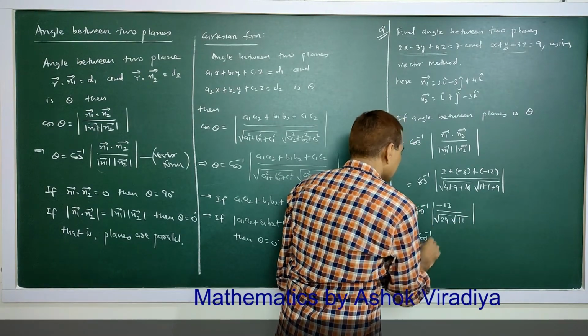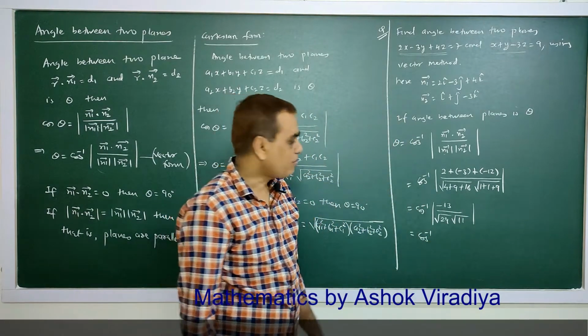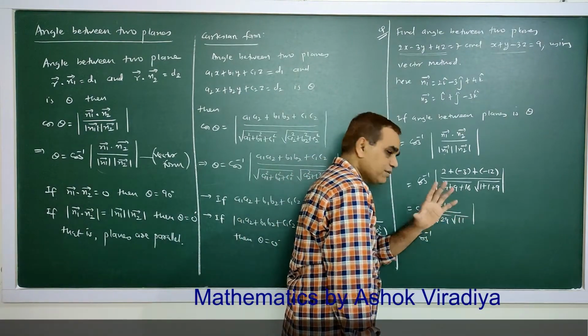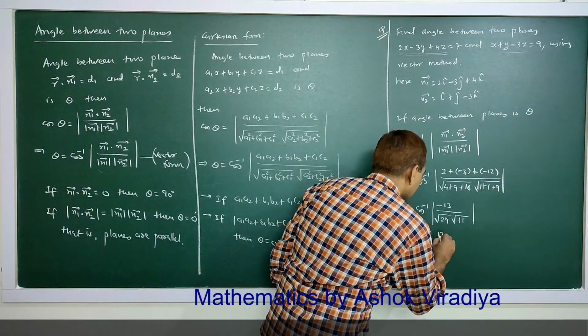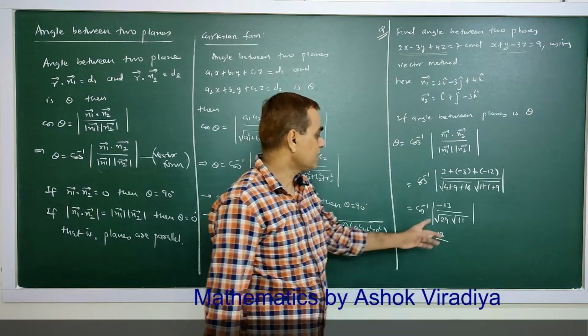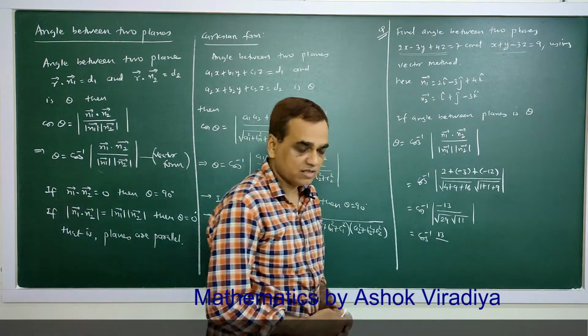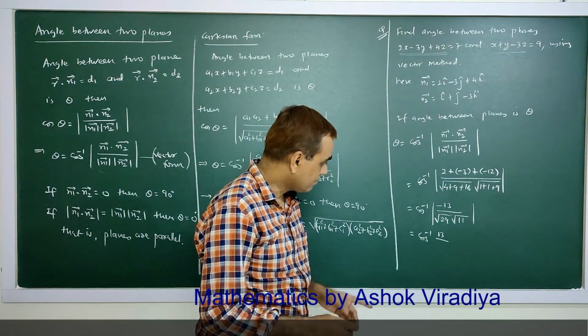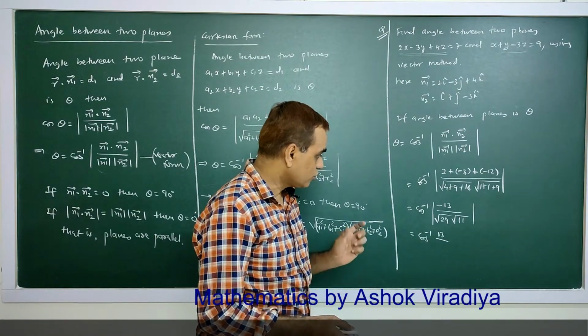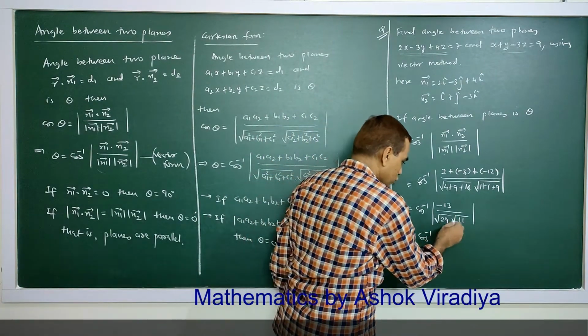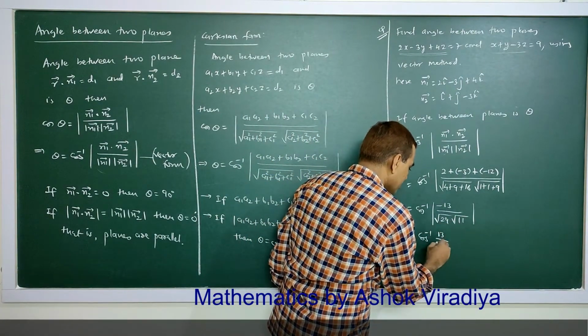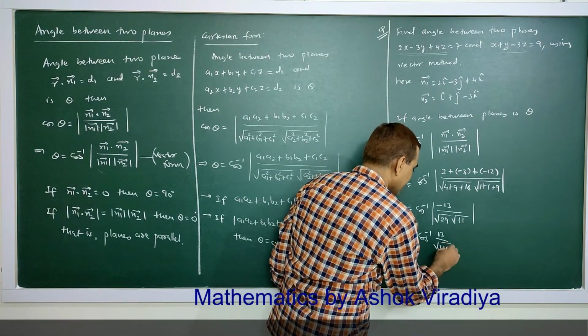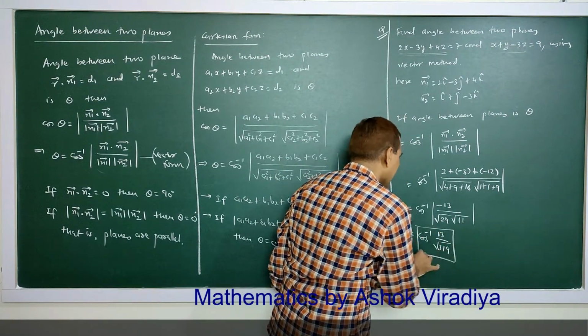That is cos inverse. Now, the modulus of a negative is positive. So 13 upon root 29 into root 11. So 290 plus 29, so 319, root 319. So this is the required angle.